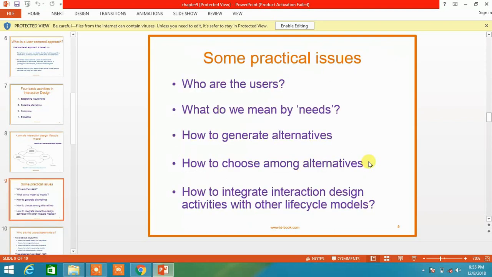So some practical issues arise here. Here the questions arise: who are the users? What do we mean by needs? How to generate alternatives? How to choose among alternatives? How to integrate interaction design activity with other life cycle models?